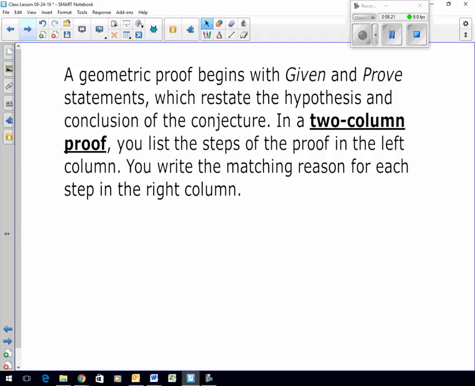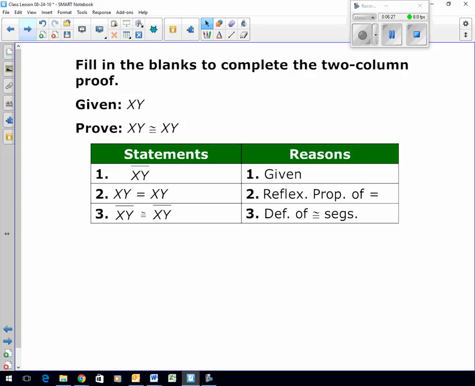Which is what we're going to be writing today. You list the steps of the proof in the left column, and you write the matching reasons for each step in the right column. Here is an example. This is the simplest example we'll do all year. Fill in the blanks to complete the two-column proof. Given X, Y, what does that mean? Prove that XY is congruent to XY.